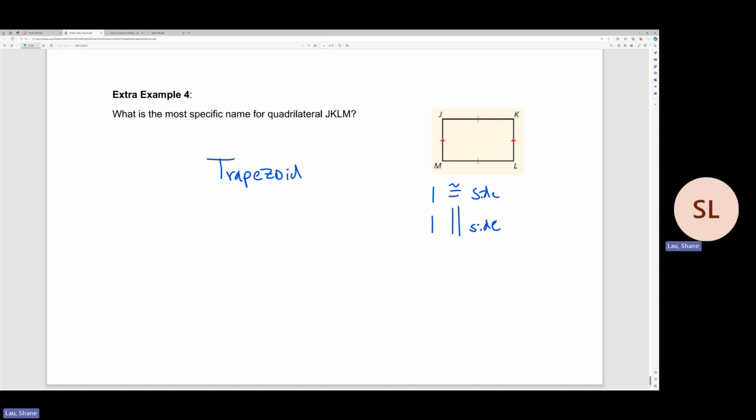But the kicker is that because we have the congruent sides as well, and they're not on the same sides of the parallel sides, then we know it's going to be an isosceles trapezoid. This would have been different if I knew JM and KL were both parallel and congruent, then that would be a parallelogram. But because they are on opposite pairs of sides, I know for sure this is an isosceles trapezoid.